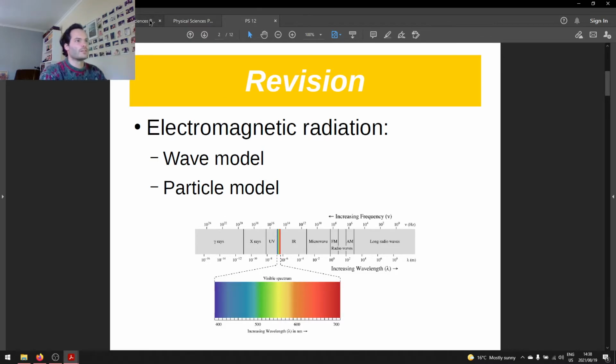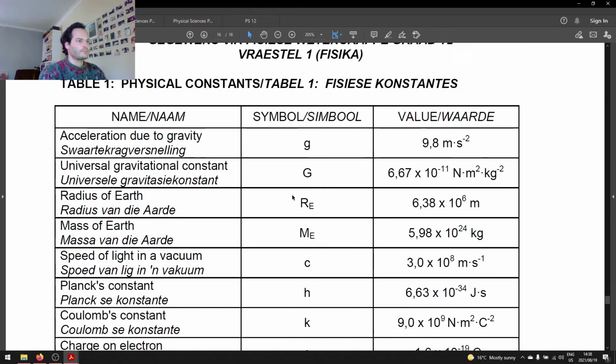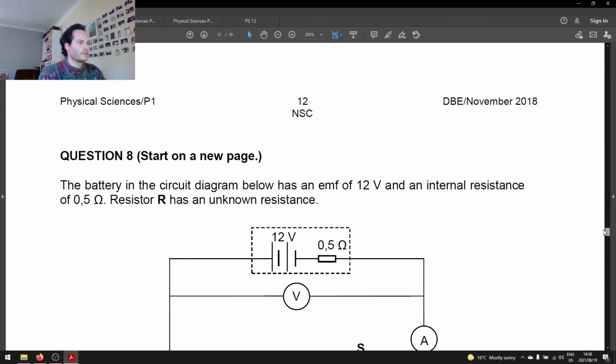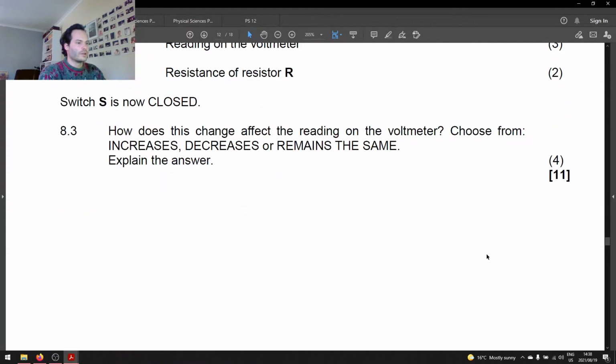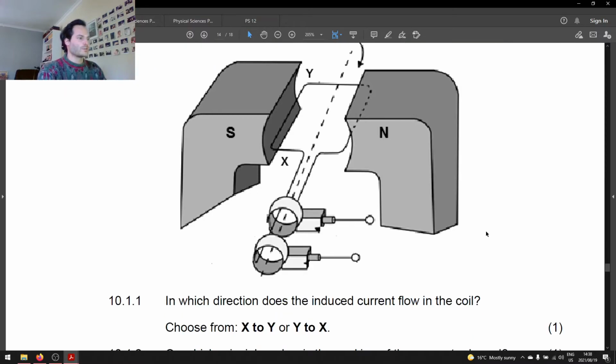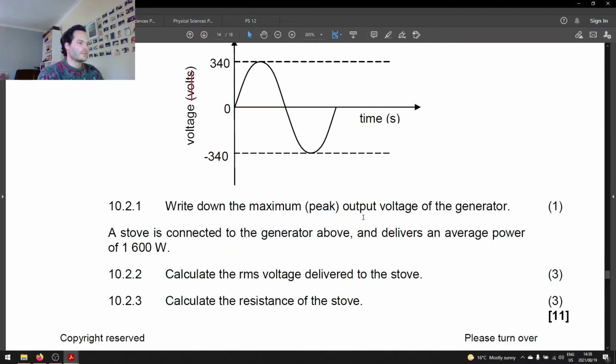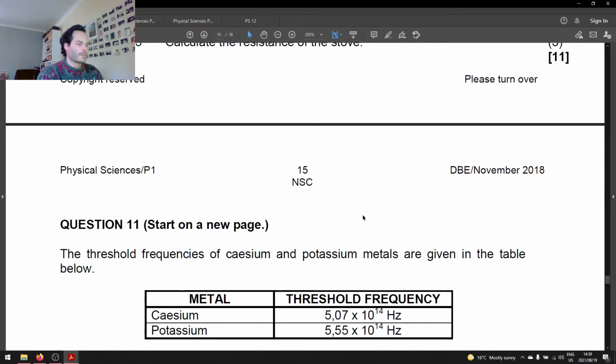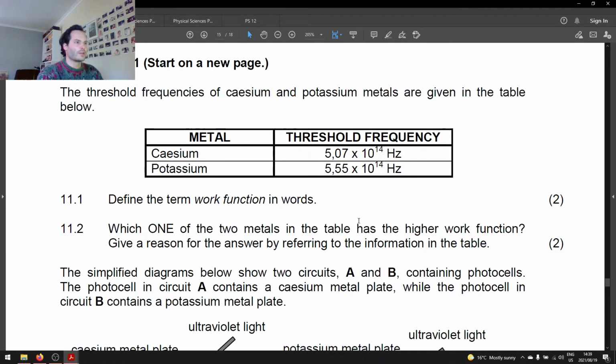All right, we're going to have a look at a past paper question now. In the previous lesson, we had a look at question 10, which was our electromotive force or our electrodynamics. Now we're looking at question 11. This is usually going to be the case for our photoelectric type of question.